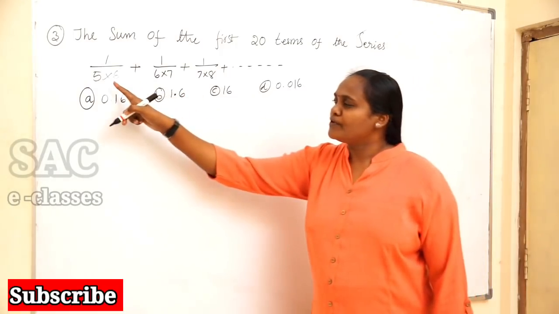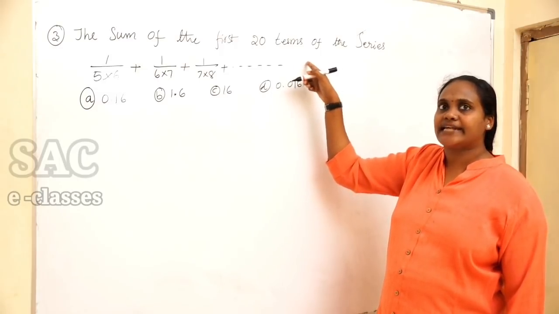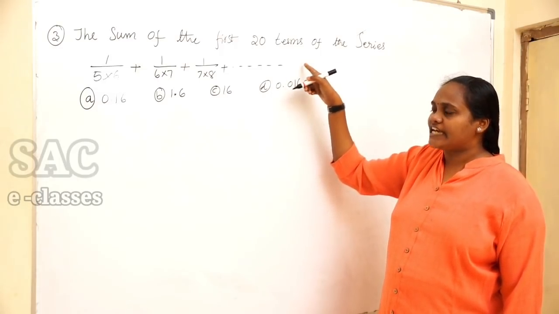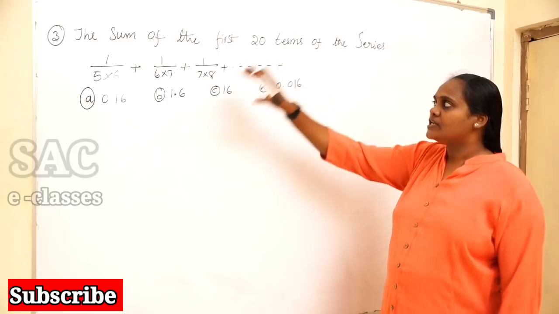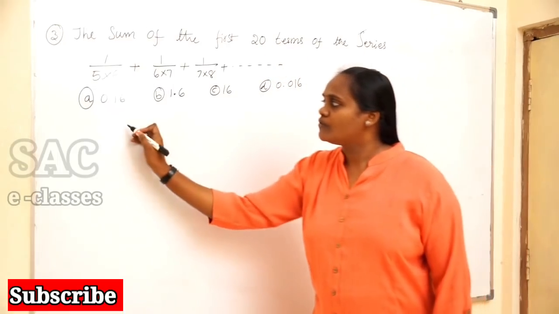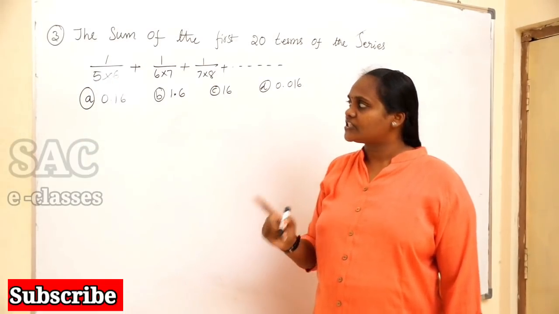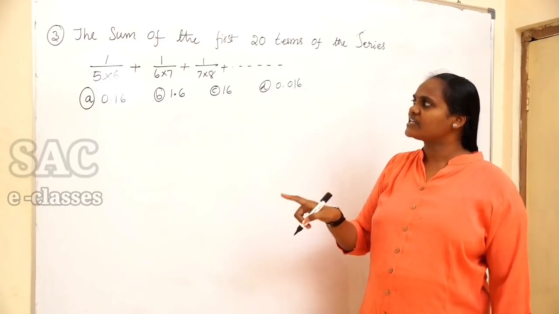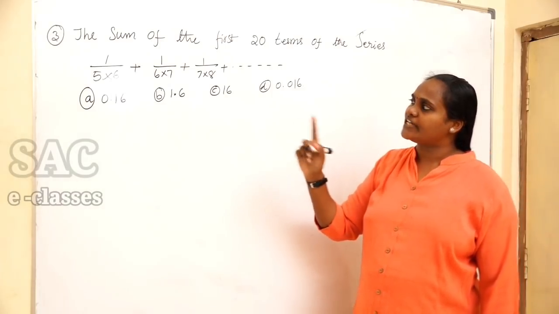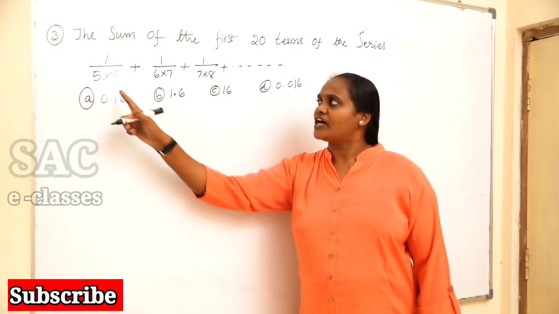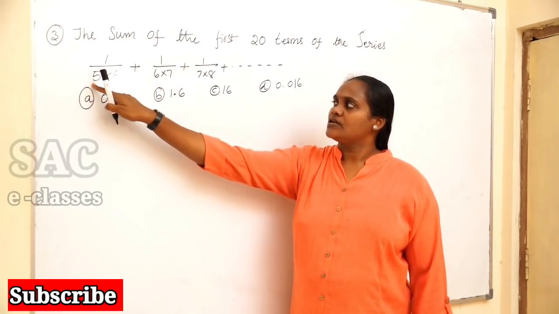Before going to find this one, I told you this must end somewhere. Where it is ending, you need to know that. Without knowing the ending, you can't solve this problem completely. So first of all, observe the first term, 5 into 6. The second term is 6 into 7, the third term is 7 into 8. Have you identified the logic behind it? First term, 5, 6, that is 1 plus 4, 5. That means the gap is 4.